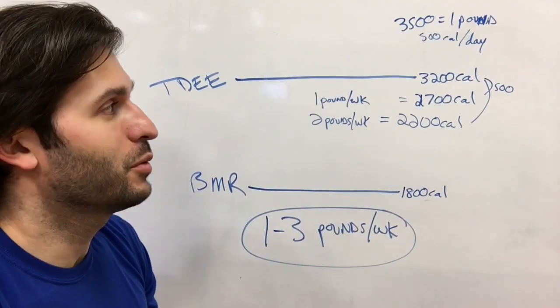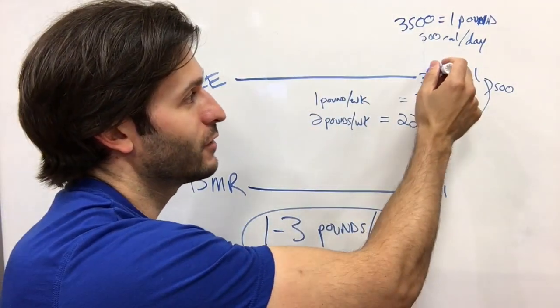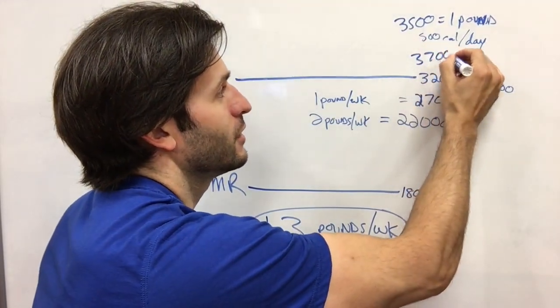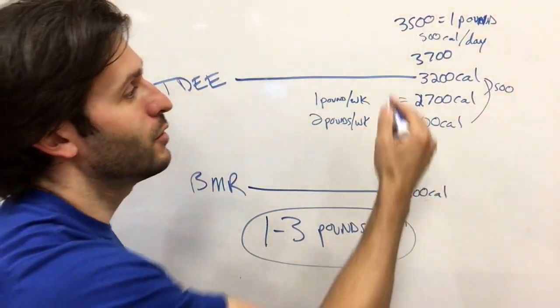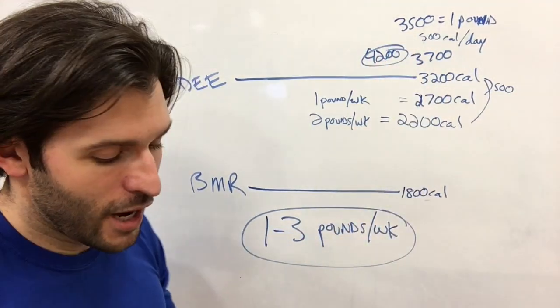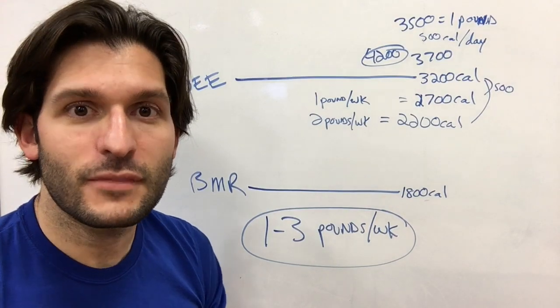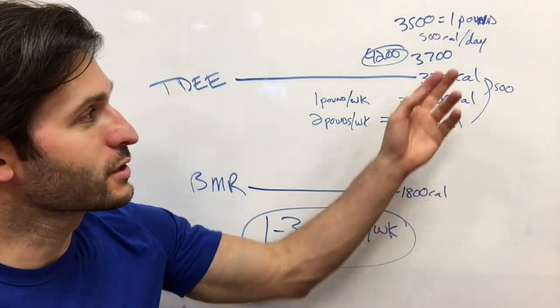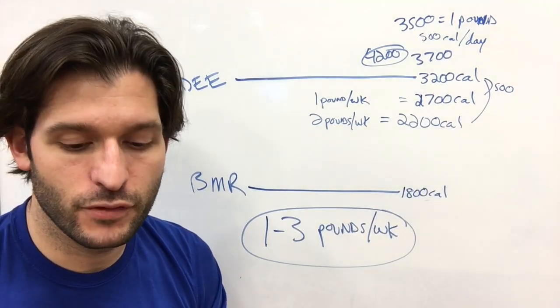If I want to gain a pound a week, then I'm going to add 500 to this. And now all of a sudden it's going to be 3,700. Or I might even go even more and make this 4,200 a day. Okay? I wouldn't go that high because if you're trying to do what's called a clean bulk, you would only want to start with maybe 300 calories above your TDEE.